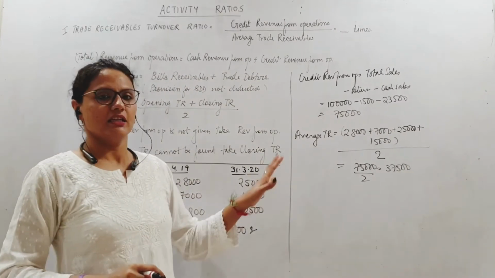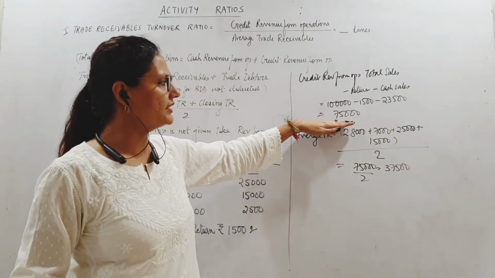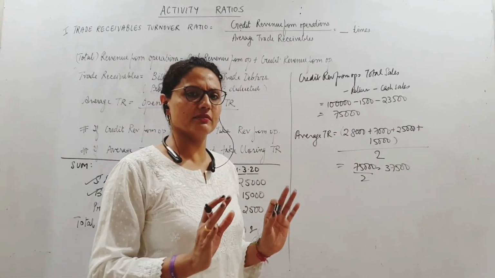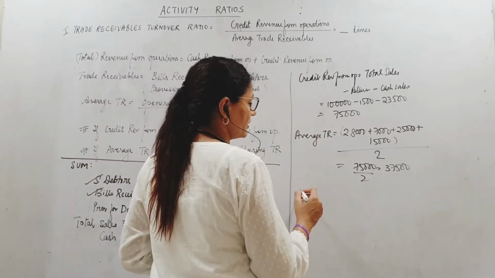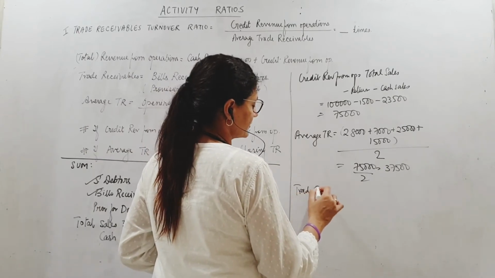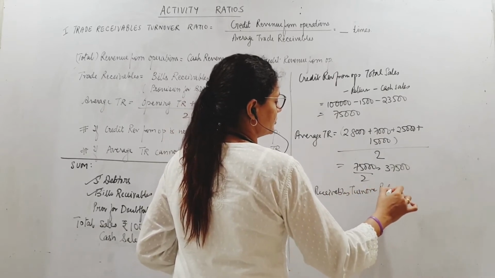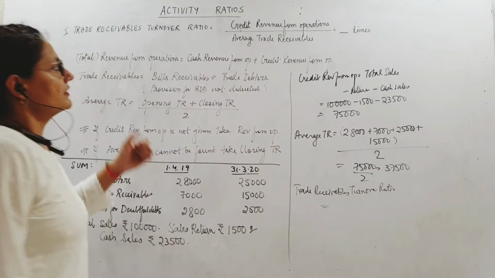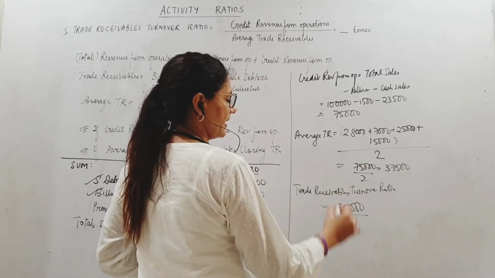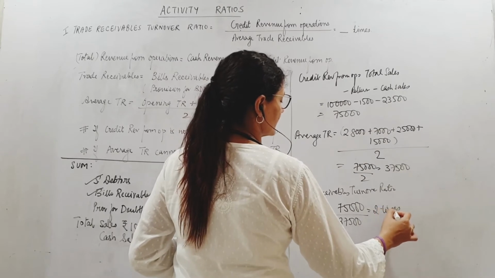On an average, anytime if you see, my average trade receivables are this much. And how much have I sold them throughout the year? 75,000. So basically, if I have debtors of this much, meaning what? How fast are they converting into giving back my money? That is what is trade receivables turnover ratio, which is credit revenue from operations. How much did we find it out? 75. Divided by average trade receivables, this much. Comes to 2 times only.